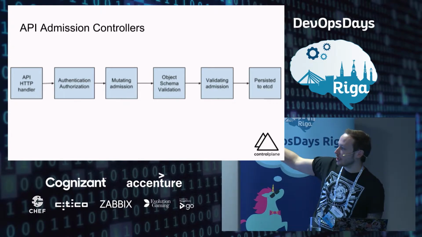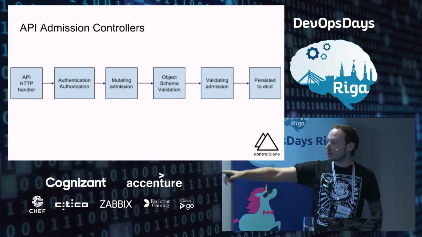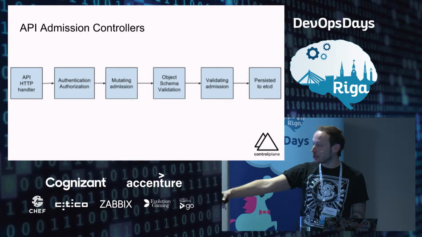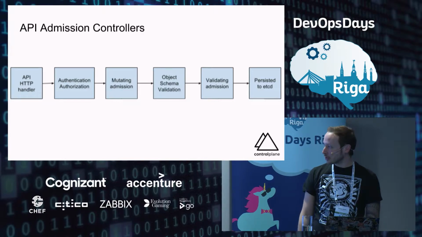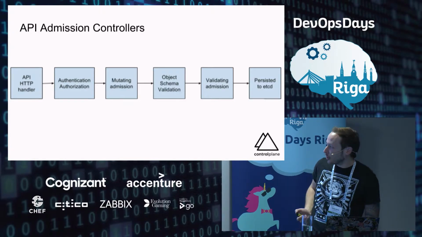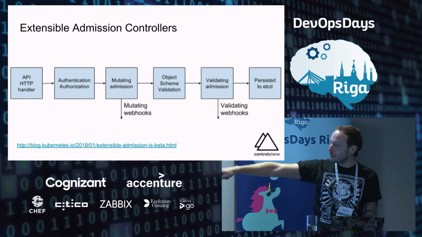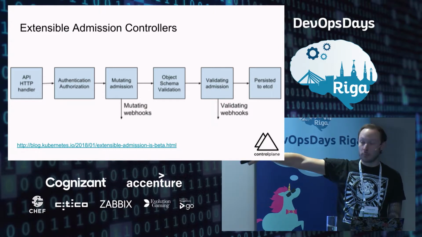So as you can see here, first of all, when I do kubectl get pods, the HTTP handler resolves that request and offloads it internally in the API server. Then we authenticate and authorize the request. At this point, this is the way it used to work, in fact, we now have webhooks which we can extend these two admission control points by.